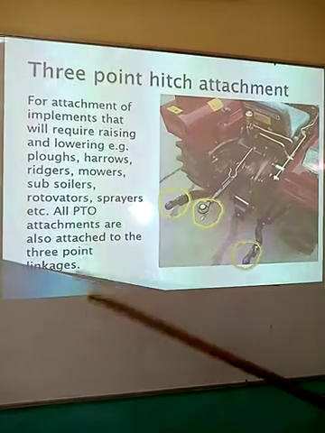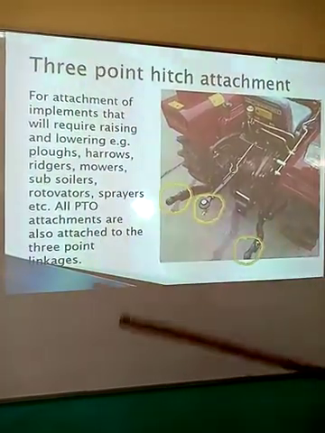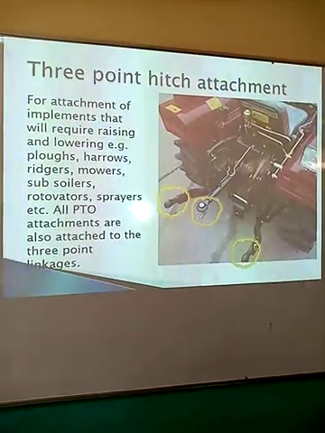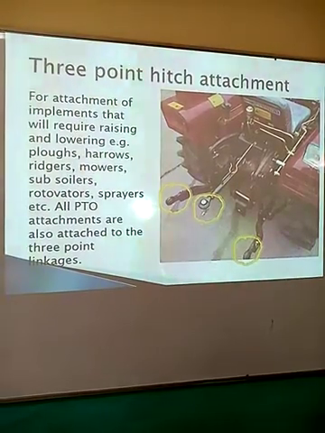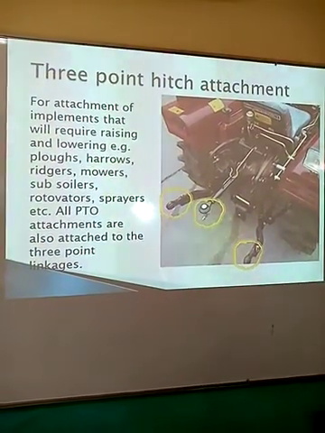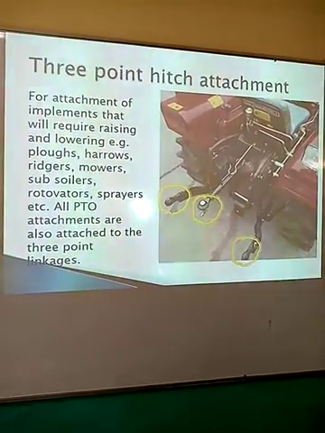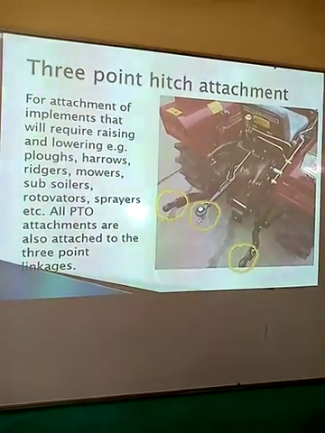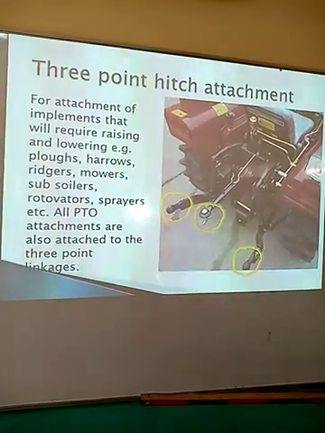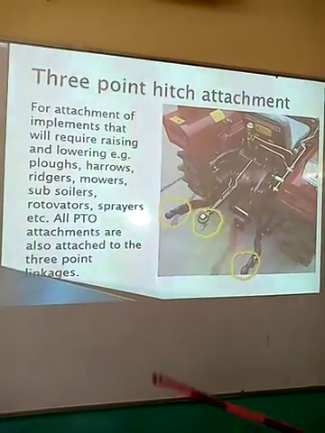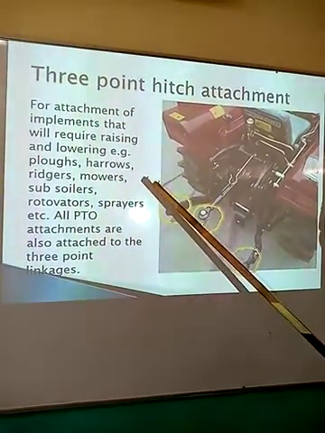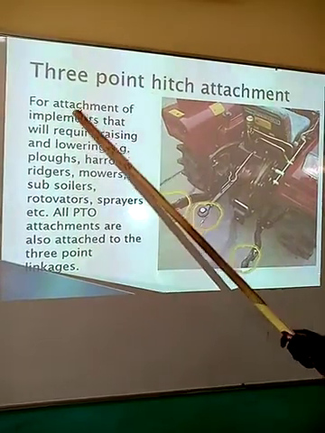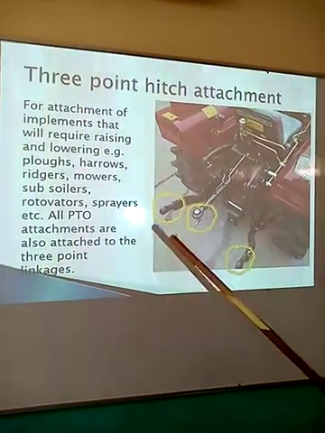These are implements that require raising and lowering, because when you are negotiating a corner or moving on a tarmac road, you will not wish that the plow parts damage the surface on which they are moving, so you will raise them, and when you reach the farm you will lower them. So when implements require raising and lowering, they are attached to the 3-point hitch attachment.